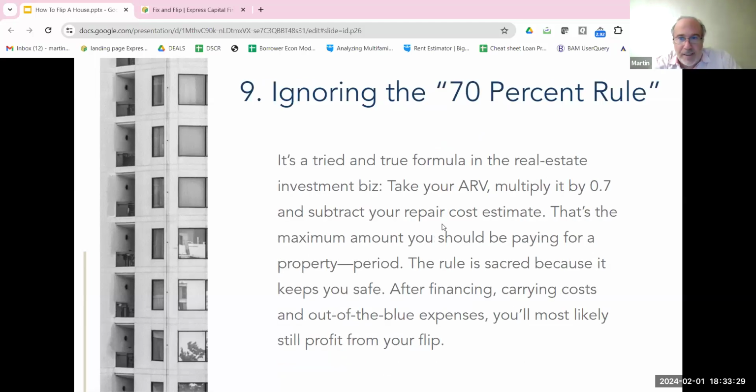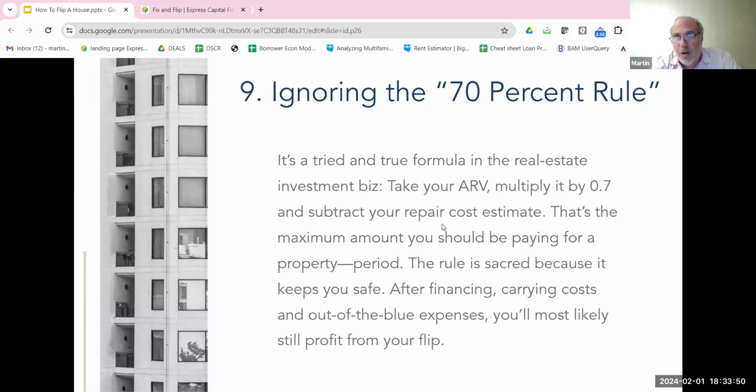So, the 70% rule. It's a tried and true formula in the real estate investment world. Take your ARV, multiply it by 70%, and subtract your repair cost estimate. That's the maximum allowed offer that you should be paying, and that's called MAO, maximum allowed offer.